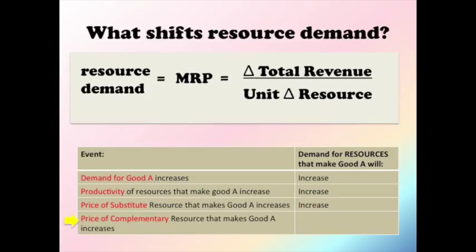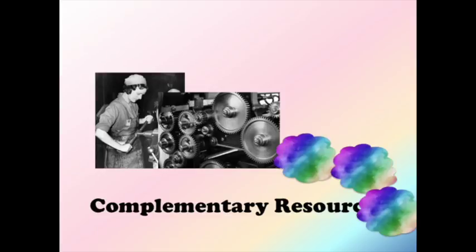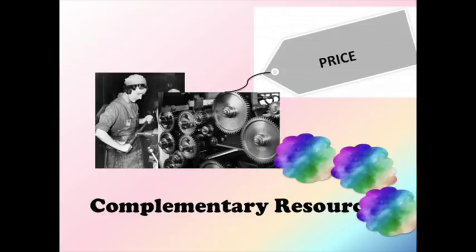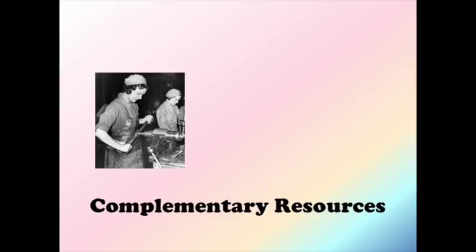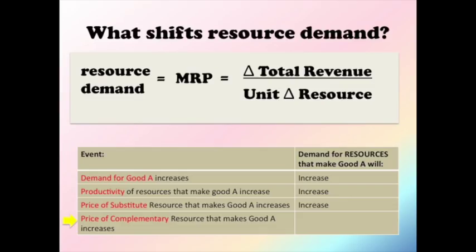Complementary resources are the resources that work together to make a product. So let's say that the machines and humans are both needed to make the product. In other words, it takes a human to operate this cotton candy making machine. If the price of the machine goes up, the business would not want to purchase as much machinery, and since they are not buying as much machinery, they would not need as much labor to run the machinery. Therefore, when the price of a complementary resource increases, demand for the subject resource decreases.